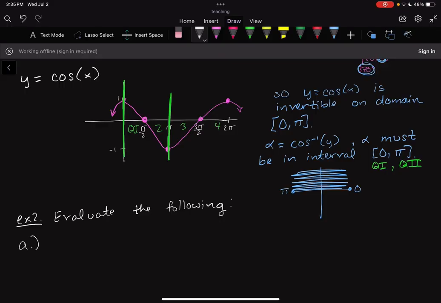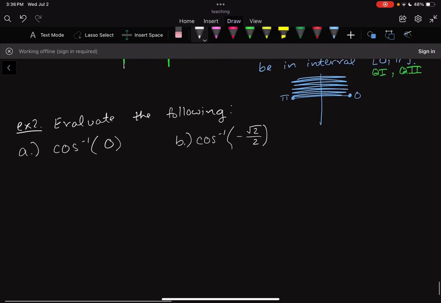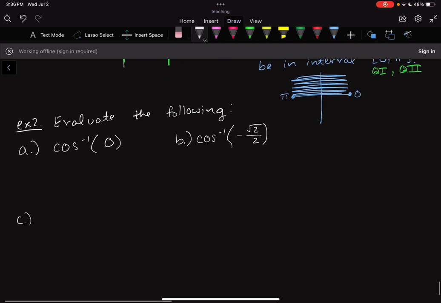So let's look at, we'll do cosine inverse of 0. We'll do cosine inverse of negative root 2 over 2. We'll do arc cosine, because remember I can either say cosine inverse or arc cosine, of root 3 over 2. And then I'll do one more. We'll do cosine inverse of 1.